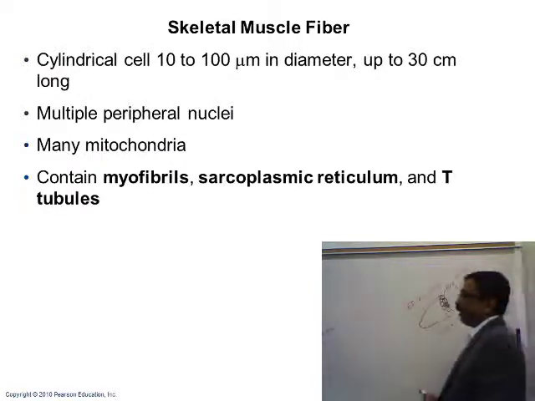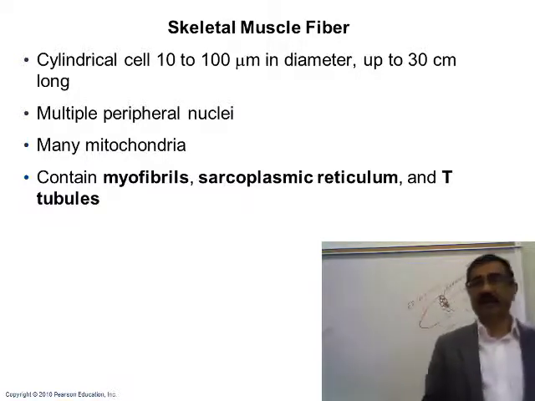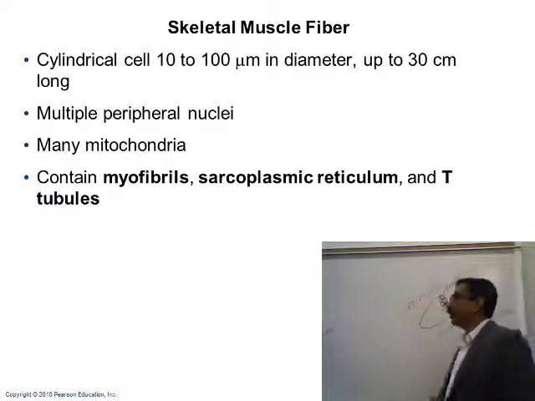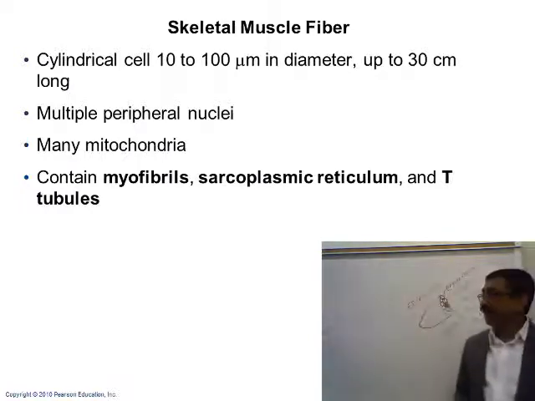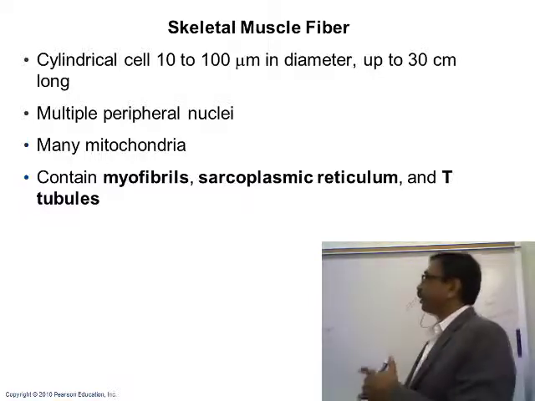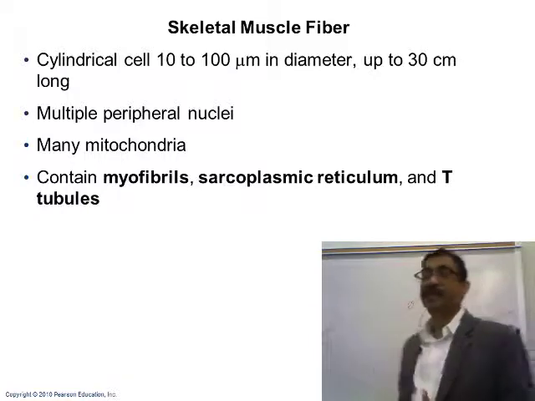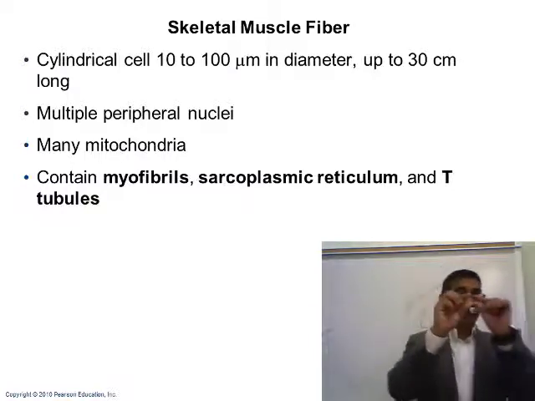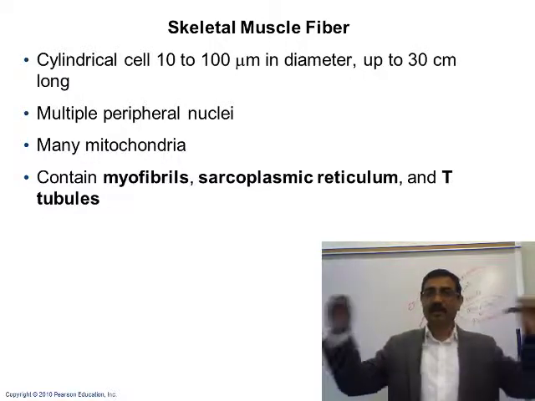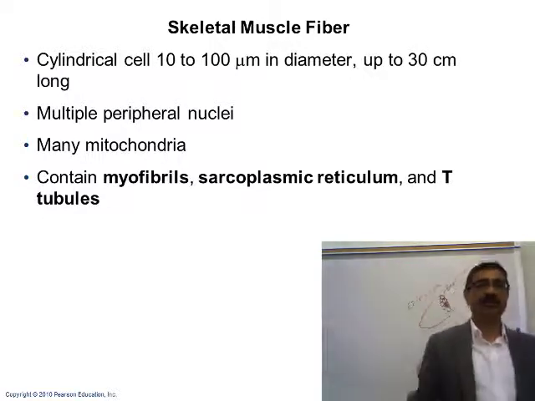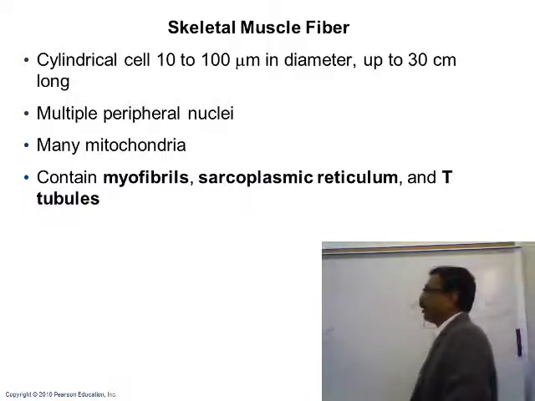Skeletal muscle fiber is a cylindrical fiber, you already know, and very long. It can be up to 100 micrometer diameter and 30 centimeter long. That means it is a single cell. A muscle fiber is a single cell. Skeletal muscle fiber could be that long, up to 30 centimeter long.